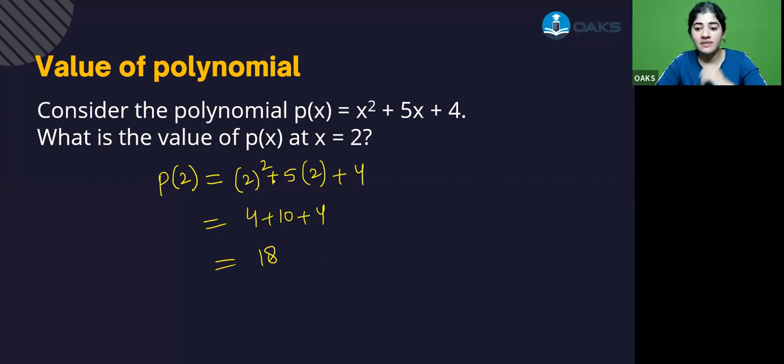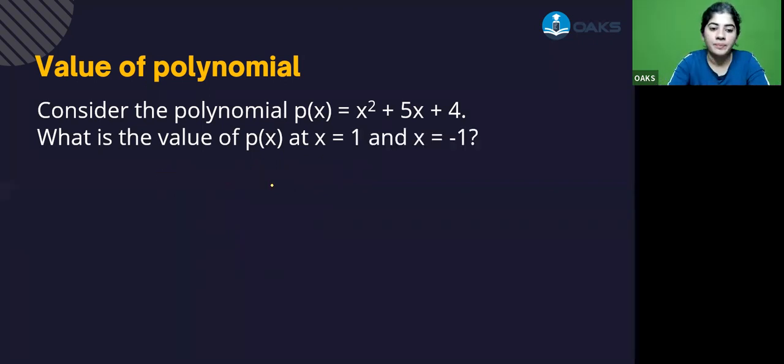Now, this is known as the value of a polynomial. It can be at any value. x could be 1, x could be 2, x could be 0. So whatever value we put for x, when we do the arithmetic operation, we get a value regarding that. Okay, now, can you find this thing?